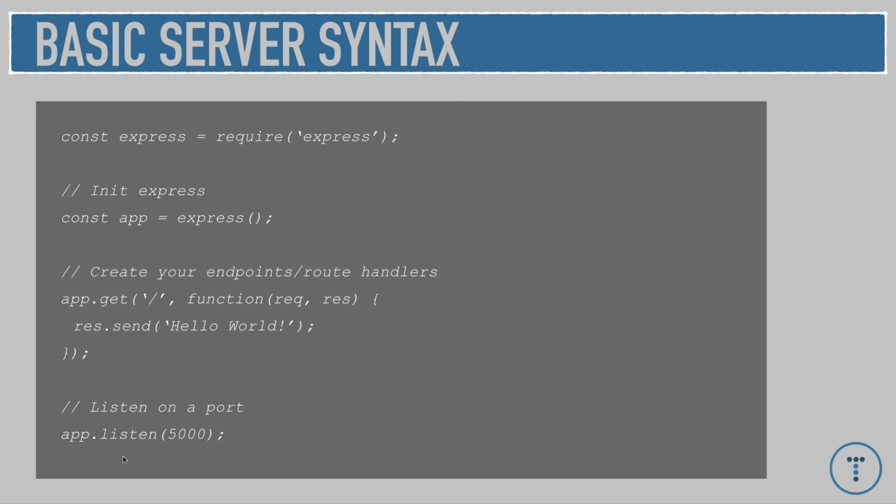In this case, we're just responding with the text of hello world. And of course, we need to listen on a port. So in this case, we're listening on port 5000. If we went to localhost port 5000 in our browser, we would see hello world, okay? And of course, you can create routes to whatever you want. If you wanted to do slash users or whatever, and you can also include parameters, and we're going to get into all that stuff.